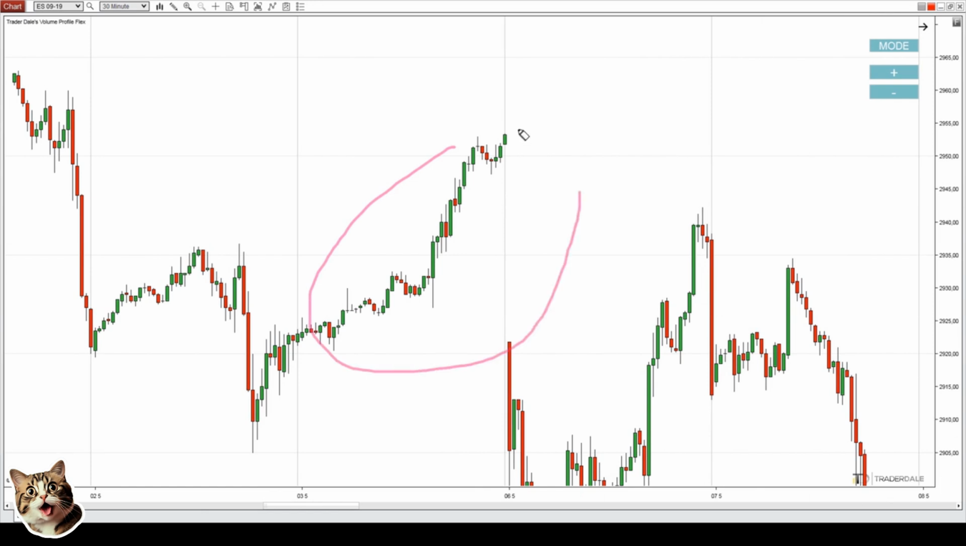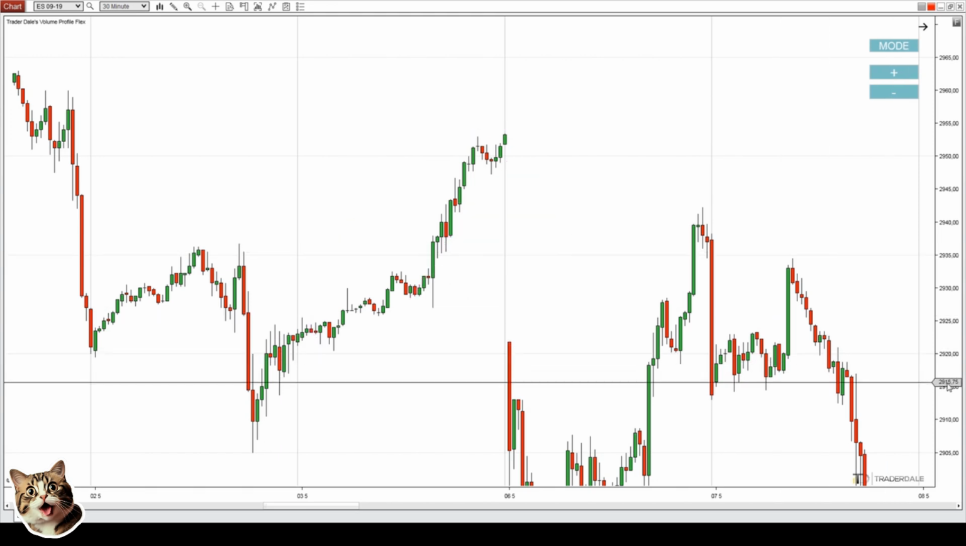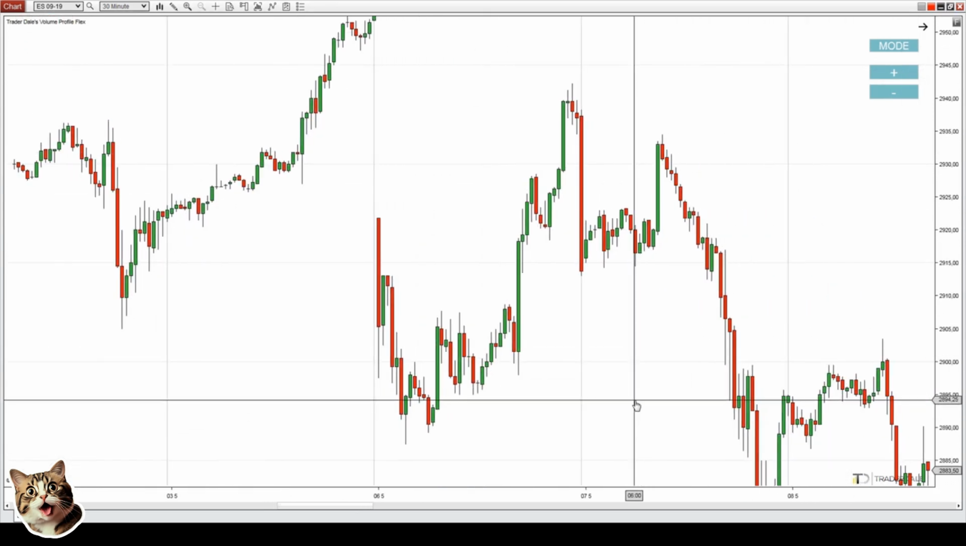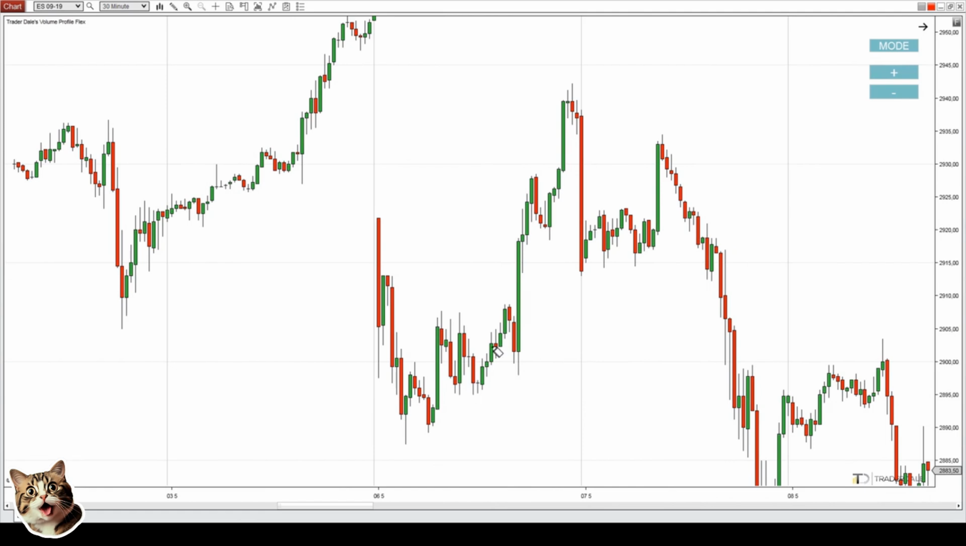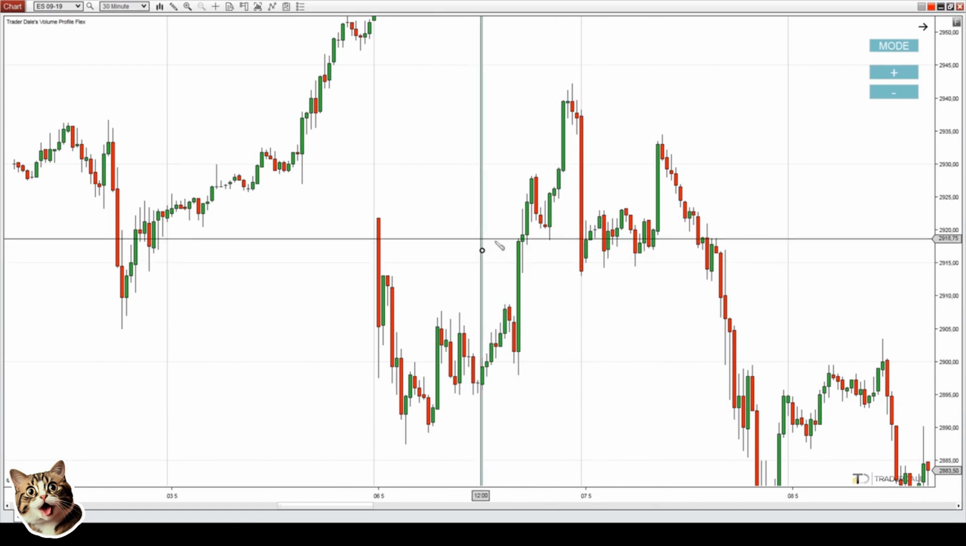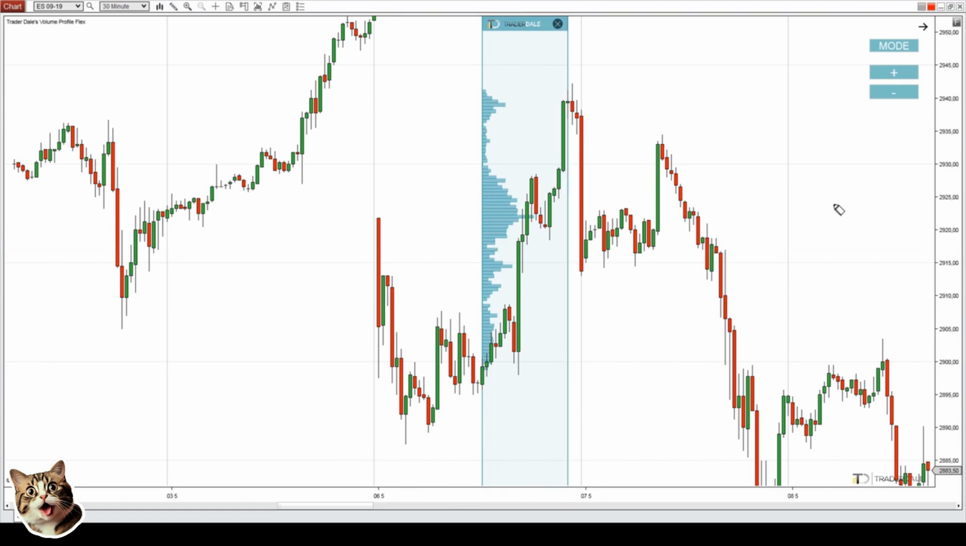Another trend was in here, but as you can see there was opening gap, so all the levels would get invalidated by the gap, so there would be no trade from there. So let's move forwards. There was a buying activity in here, so let's have a look at the profile. Alright, so the heaviest volumes in here. Now it would depend on your stop loss. Maybe it would be a losing trade.